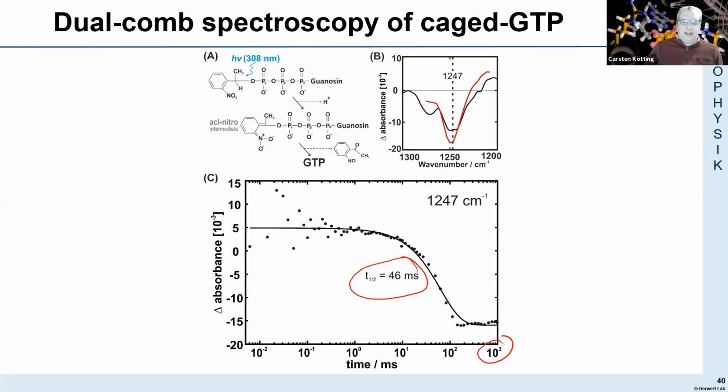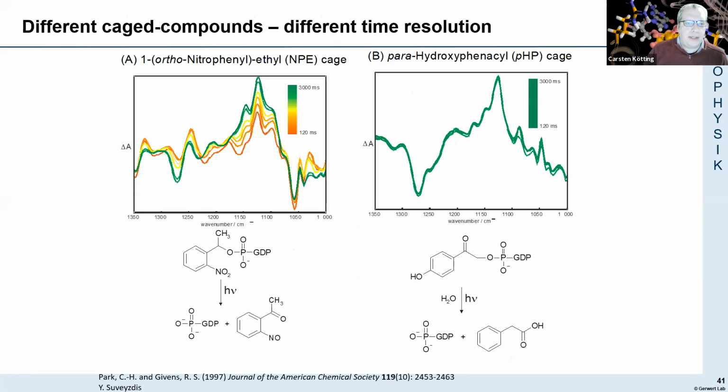Yeah, I just told you after the decaging, we have the GTP. Why do we actually have a half-life time here anyway? The reason is that this is a nitrophenyl ethyl cage group, and this forms an intermediate anion, and this has a half-life time of about 50 milliseconds at room temperature. It also depends on the pH. So this is usually fast enough to measure with rapid scan FTIR, but it's clearly not fast enough to measure with the dual comb technique. So we switch to another cage compound.